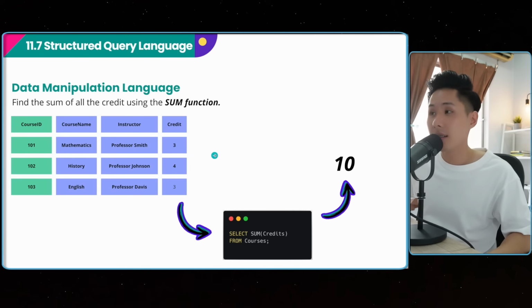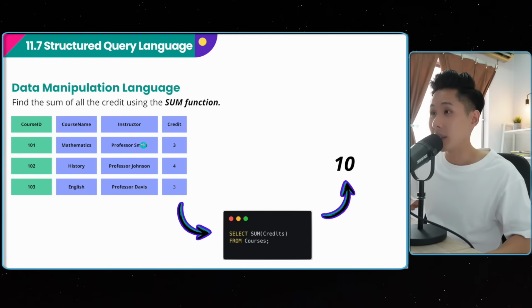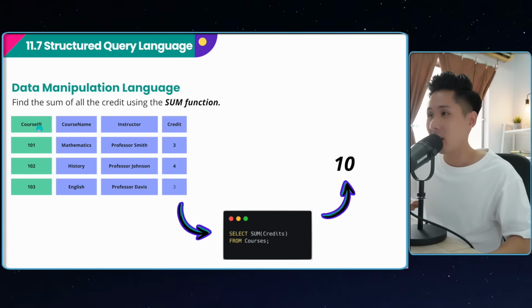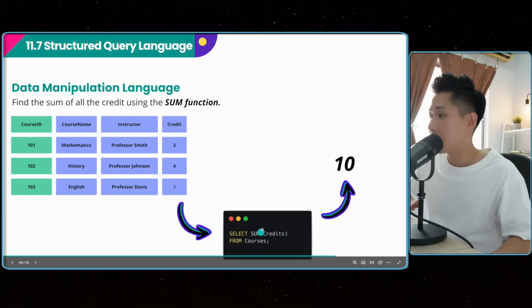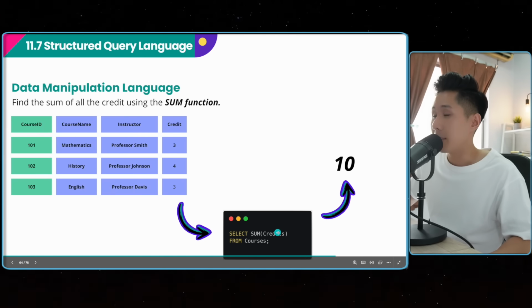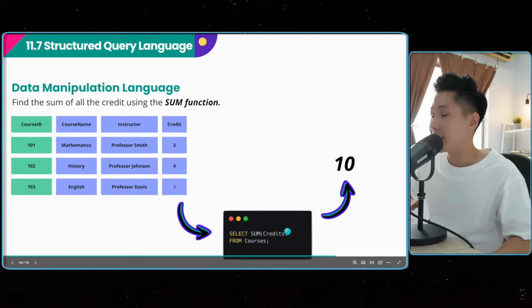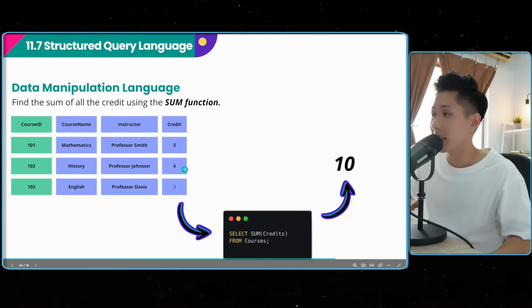So another keyword here, which is very useful once again. Again, I have course ID, a lot of courses with their respective credit. So imagine the user wants to sum up all the credits in the table. They can just use the sum keyword, a parenthesis, and put in the attribute name that you want to sum. And once the command is keyed in, you'll get the result 10, which is the sum of 3 plus 4 plus 3.